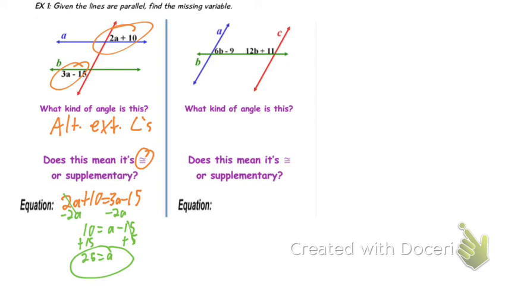Let's plug it in the top. What is 25 times 2? Because it's 2 times A. 50. What is 50 plus 10? 60 degrees is this angle measure. What is 3 times 25? Think of 3 quarters, 75 minus 15. 60. Are these the same? Yeah. Are they supposed to be the same? Yes, because they're alternate exterior angles. Questions on that? We are going to end our lesson here for today.